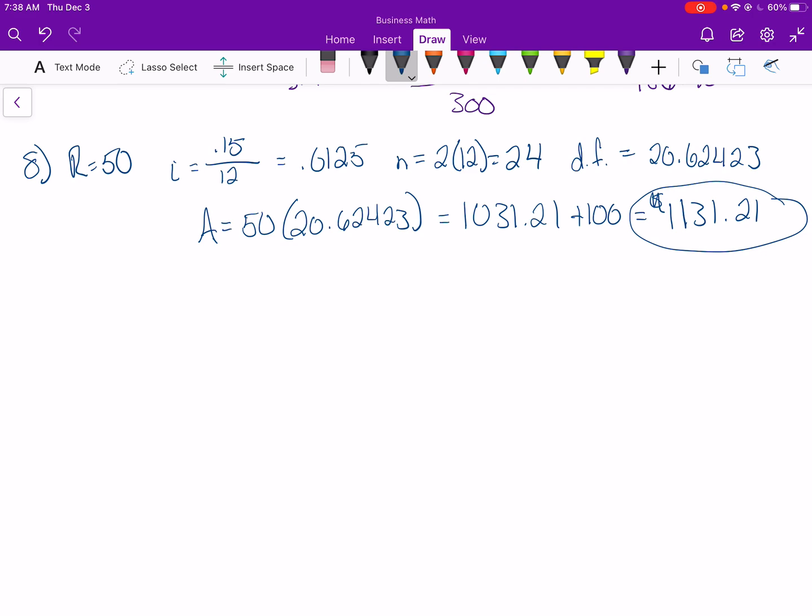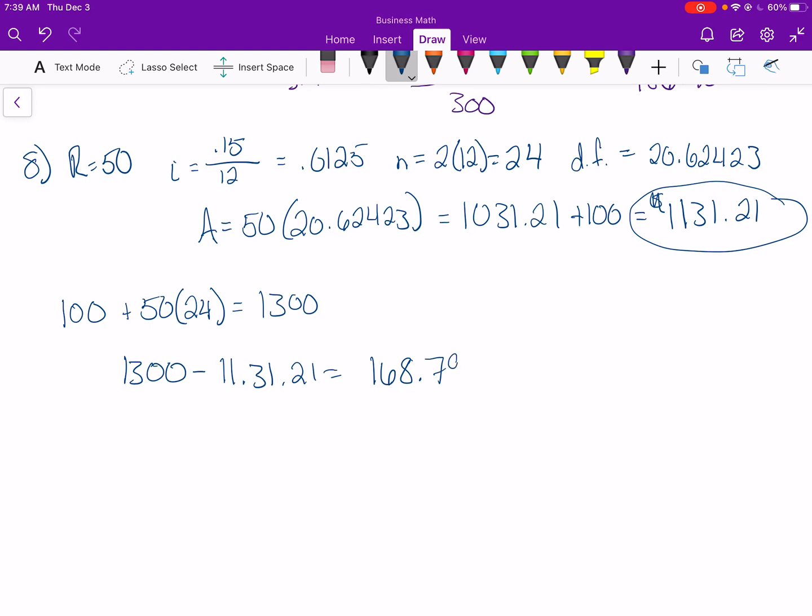And to find the finance charge, well, let's see how much this person is going to pay. So they paid $100 already, and then they're going to pay $50 a month for 24 months, which is $1,300. So that's how much they're going to pay. So we take that minus the actual cost of the computer to find the finance charge, which is $168.79.